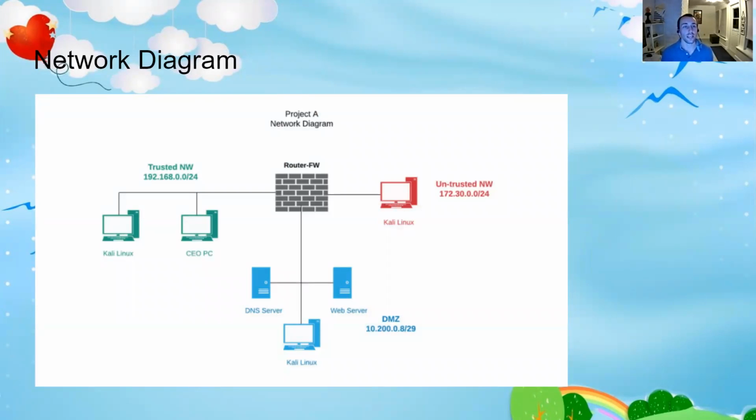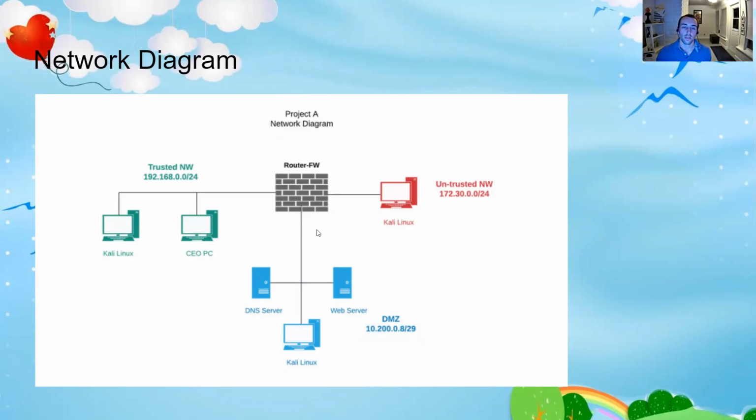As you can see here, this is the network diagram. And so we have a 3-legged firewall. And so for this, we have 3 different interfaces. The first one is the untrusted network, as you can see in the red. And this is directly connected to the public internet.